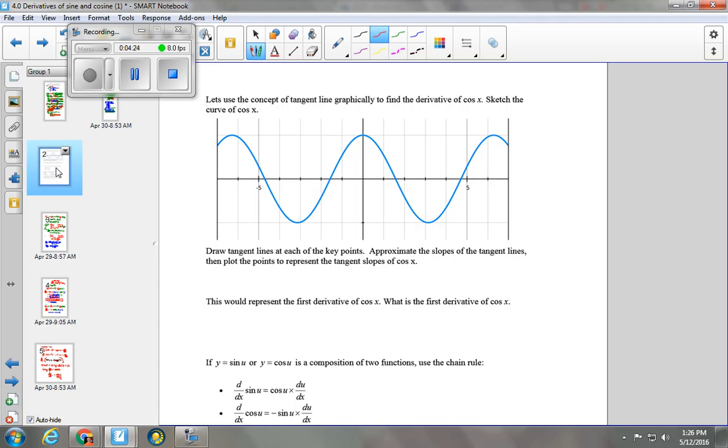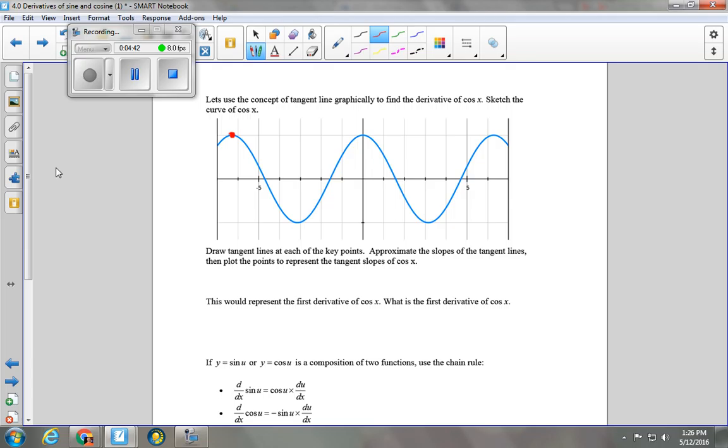Now thinking about this graphically, it says let's use the concept of tangent line graphically to find the derivative of cos x, and sketch the curve of cos x. If we figure out the derivative of cos x, we're really talking about what the slope is at any given point. So we did that.